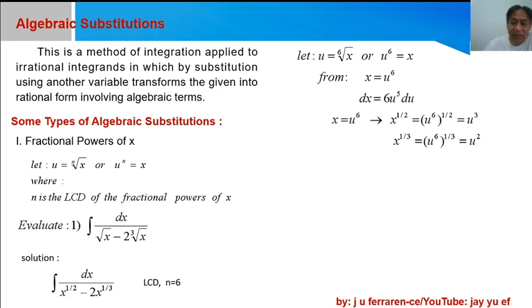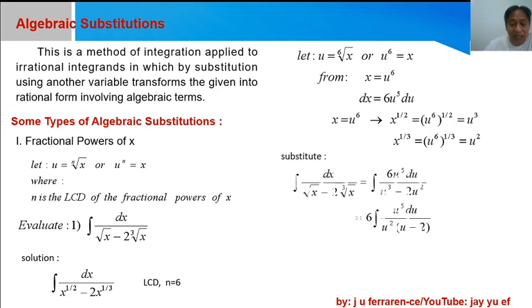So, we are now ready to substitute into the given. The integral of dx over the square root of x minus 2 cube root of x is now equal to: dx can be replaced by 6u to the 5th power du. In the denominator, the square root of x can be u cubed, and then minus 2u squared for the 2 cube root of x. The cube root of x can be replaced with u squared.